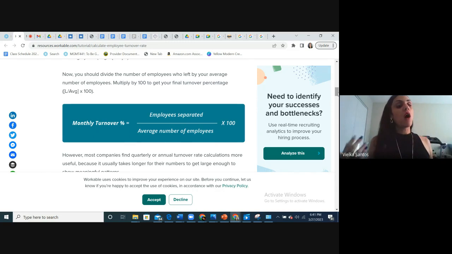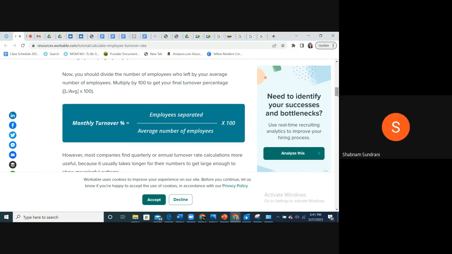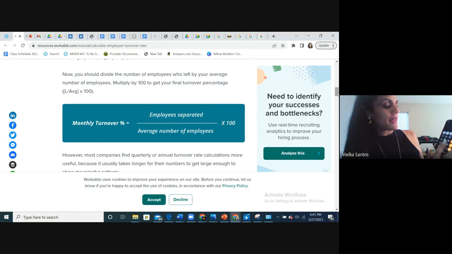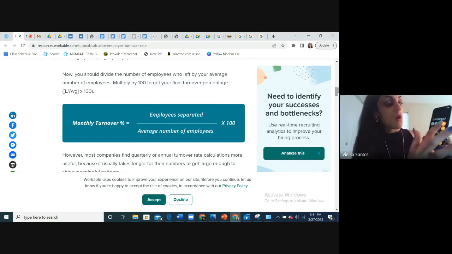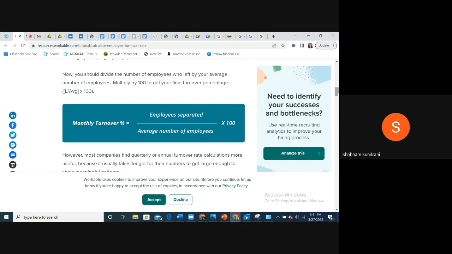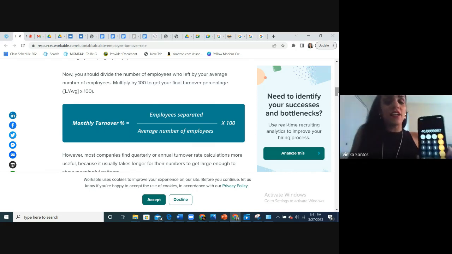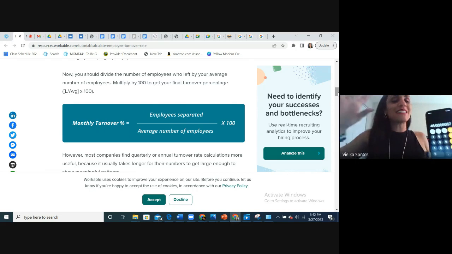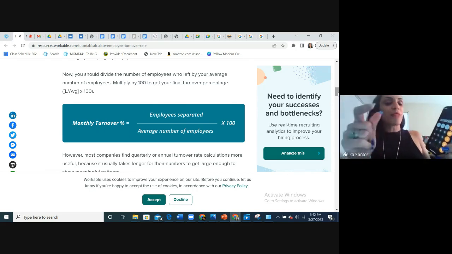And how many employees do I have in my organization? 15. Beautiful. Thank you for your help. So 7 divided by 15 is 0.46. Multiply by 100, it's around 46.67. Thank you.